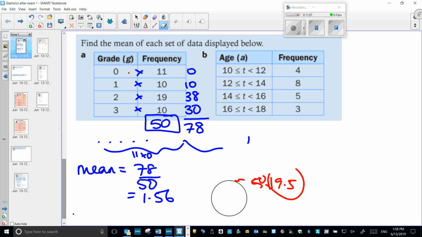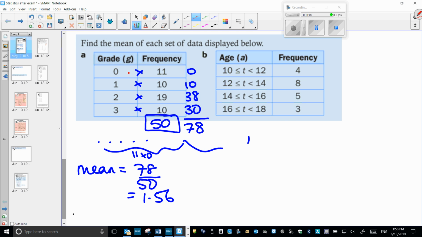I've seen it. All right? So my answer here is 1.56. That also makes sense because these numbers here, I've got 11 here, 10 here, 19 here, and 10 here. So they're quite similar, but there's more 2's, yes? So I would be thinking that if there was an even number of each of them, my mean would probably be 1.5, because it would be in the middle of these two. But because I've got a few more of these, it's taking me up to 1.56.